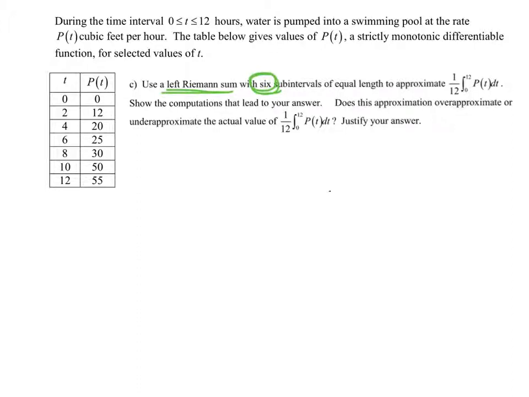So we're going to go ahead, and again, a left Riemann sum would be our rectangles, and so area is, again, base times height.